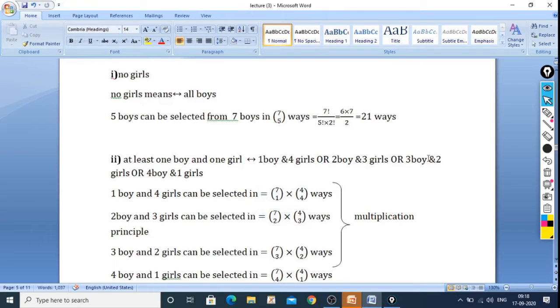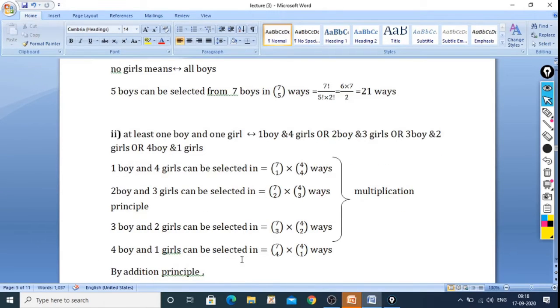Third one is 3 boys and 2 girls. So 3 boys and 2 girls can be selected in 7C3 into 4C2 ways. And the last one is 4 boys and 1 girl, that is 4 boys and 1 girl can be selected in 7C4 into 4C1 ways. Now here everywhere we have written that is a multiplication principle.